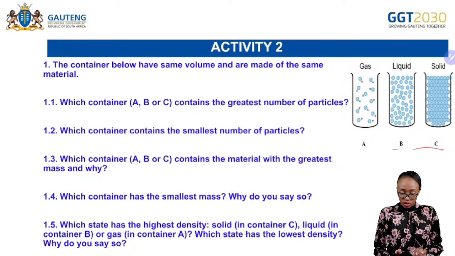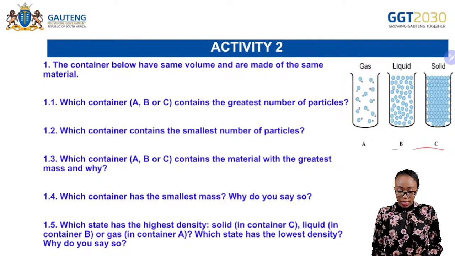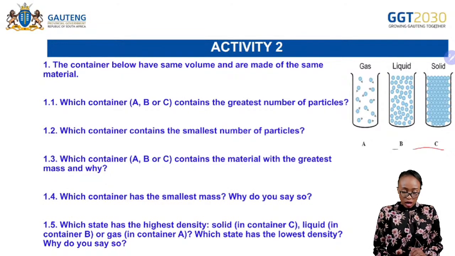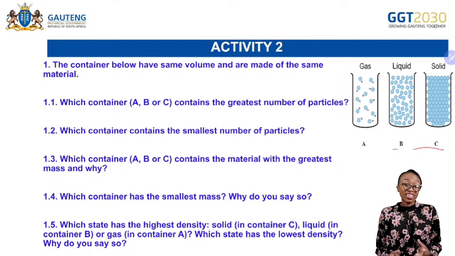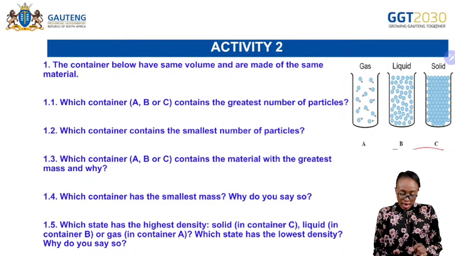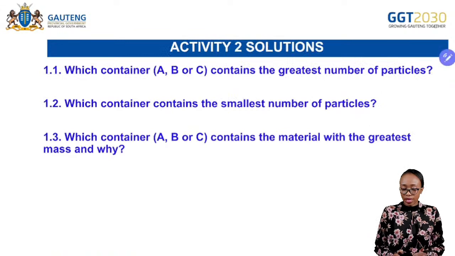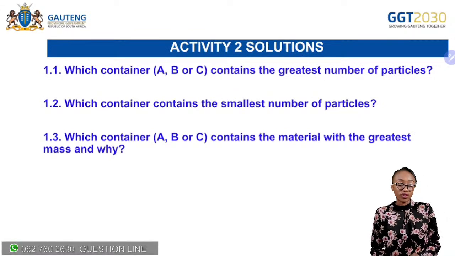In the first question, we need to find which container from these 3 has the greatest number of particles, which container has the smallest number of particles, and which container, A, B, or C, contains material with the greatest mass, and we should say why. And then which container has the smallest mass and why, which one has the highest density and why, and which one has the lowest density and why. So let's start off with the first one.